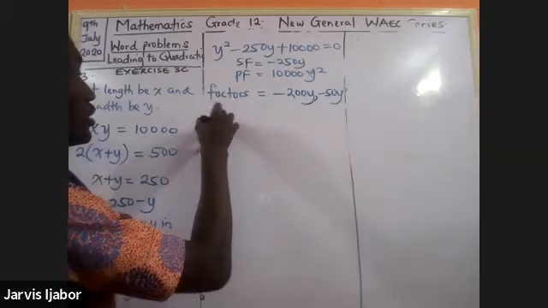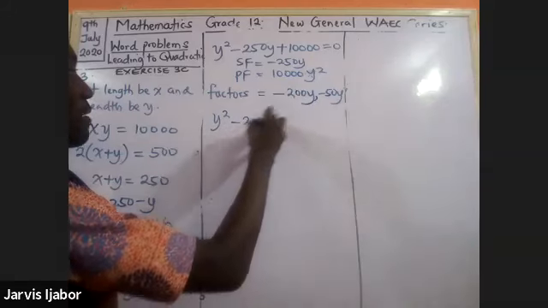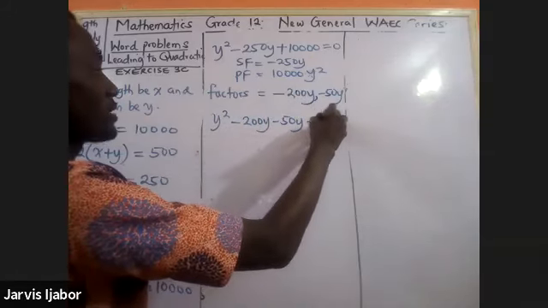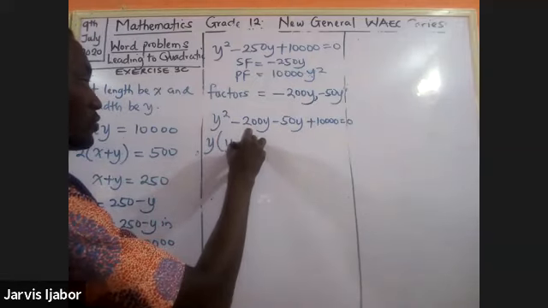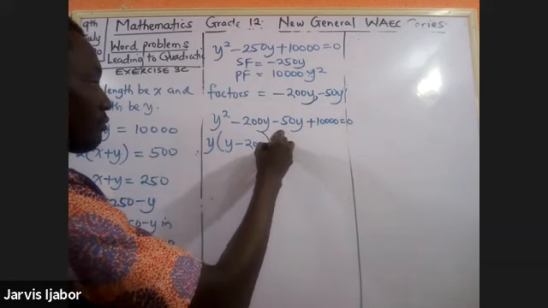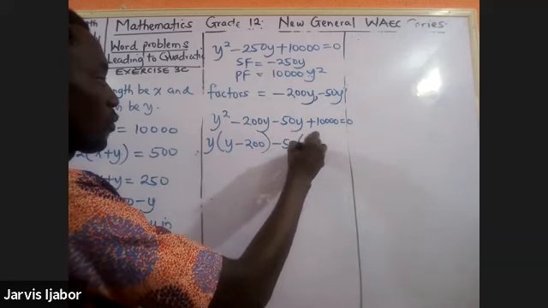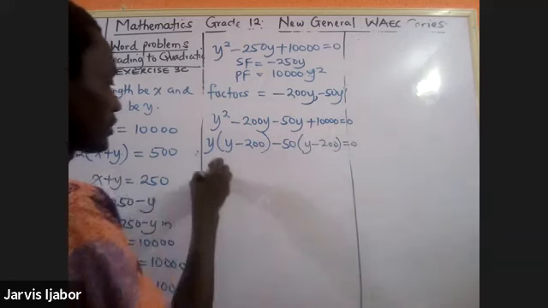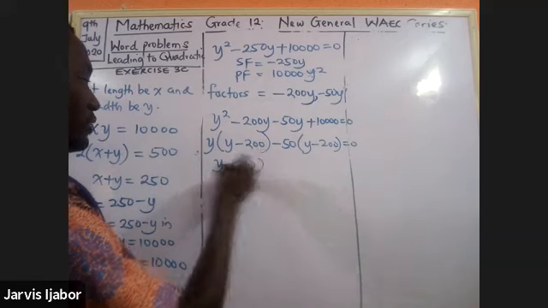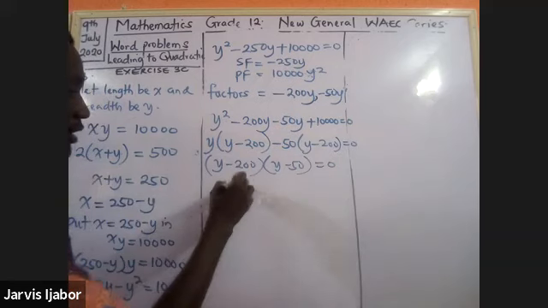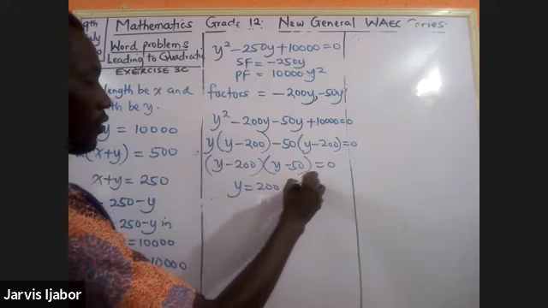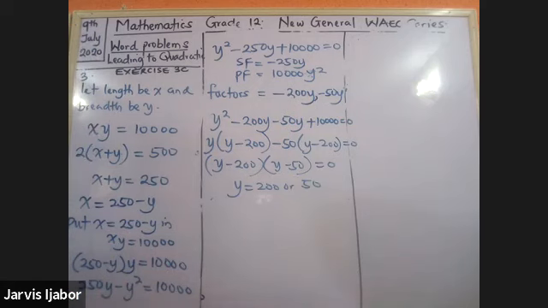So next thing, this will be y squared minus 200y minus 50y plus 10,000 equal to 0. So means y into y minus 200 minus 50 into y minus 200 equal to 0. So y minus 200, we're now going to y minus 50 equal to 0, meaning that y will be equal to 200 or 50. So now, y is equal to 200 or 50.